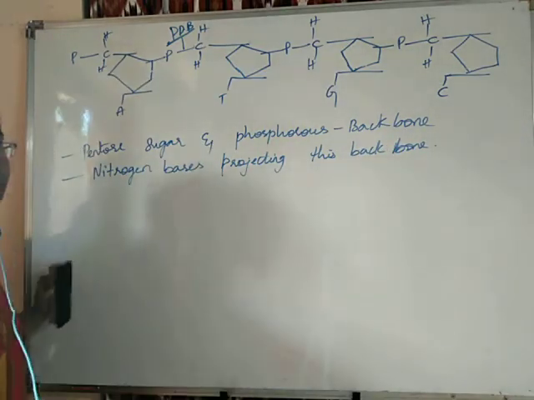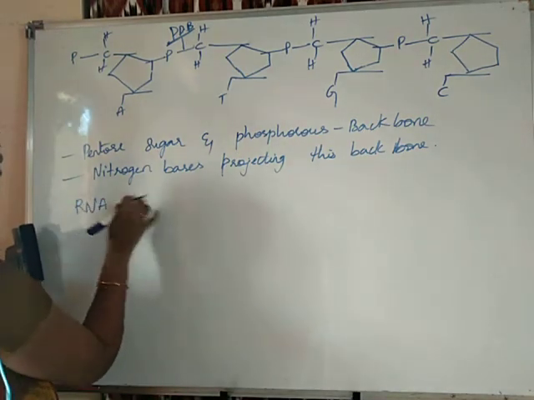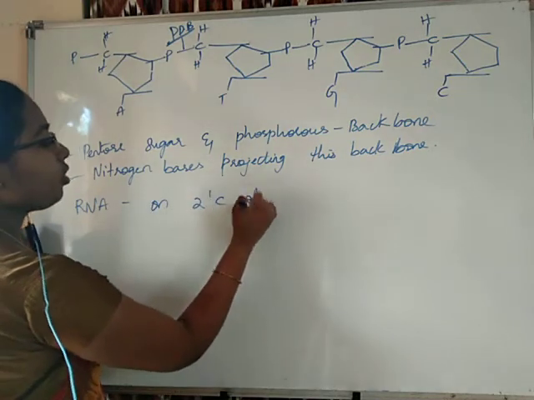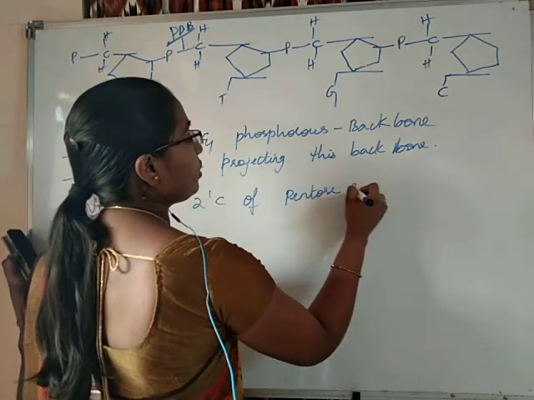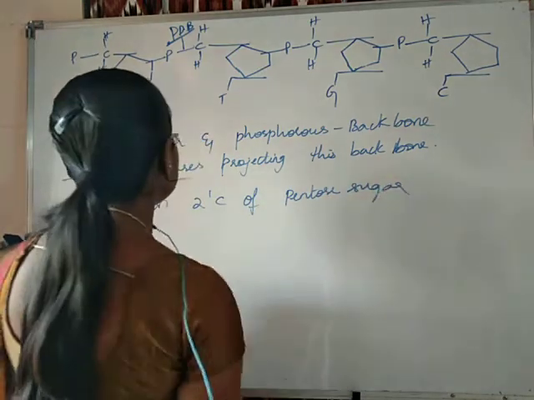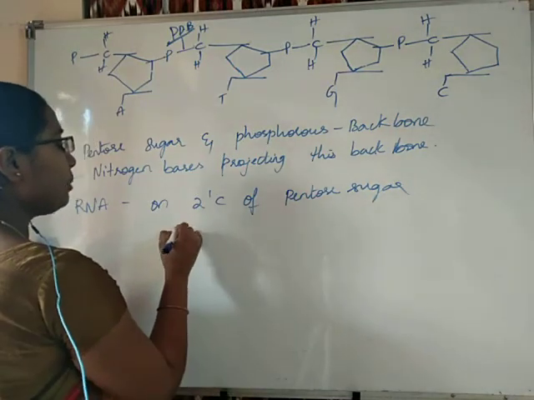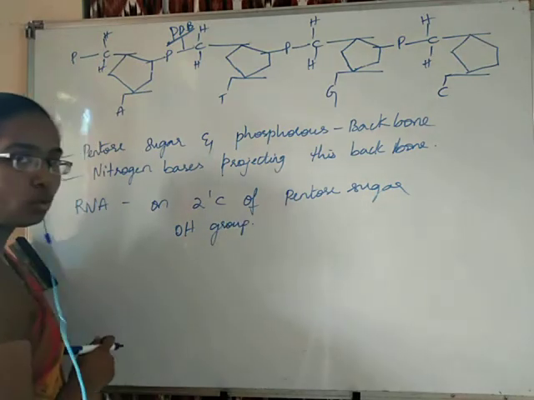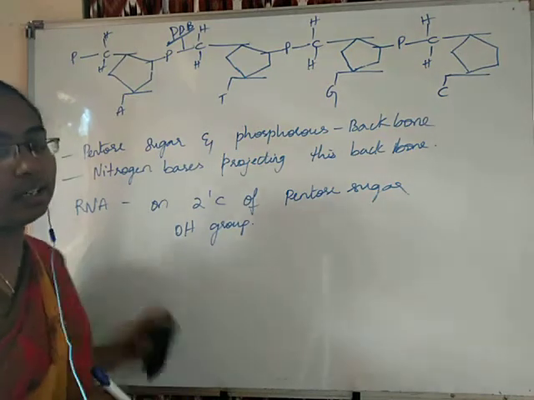The only difference between DNA and RNA is that in RNA, on the second carbon of the pentose sugar, there will be an extra OH group. Because of this, RNA is different from DNA.